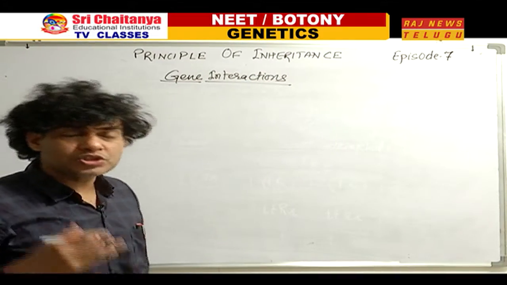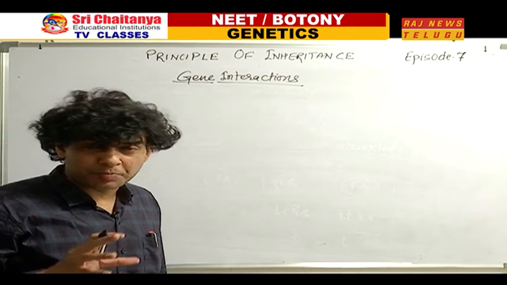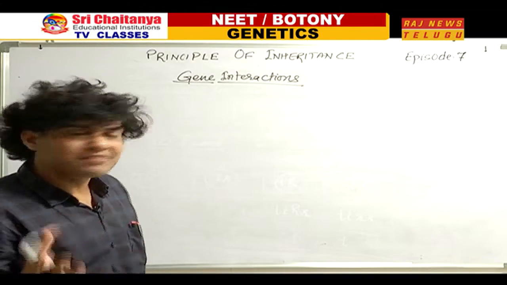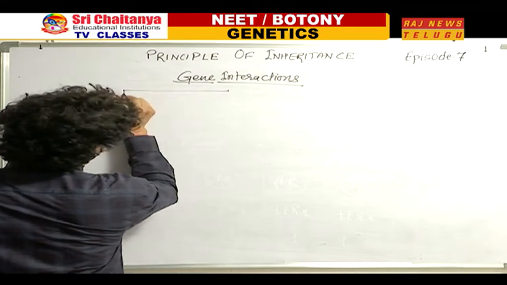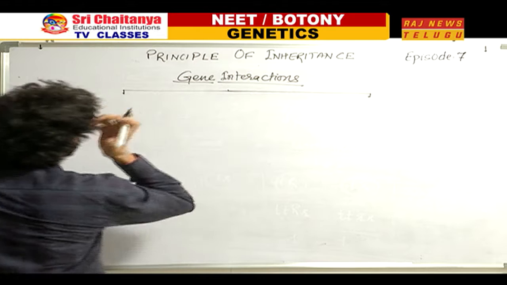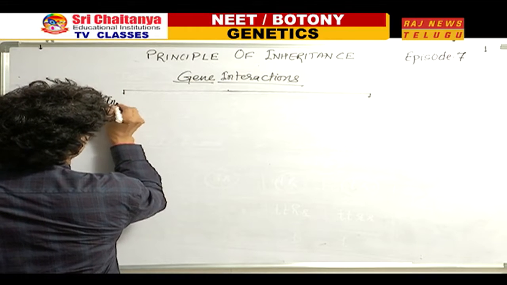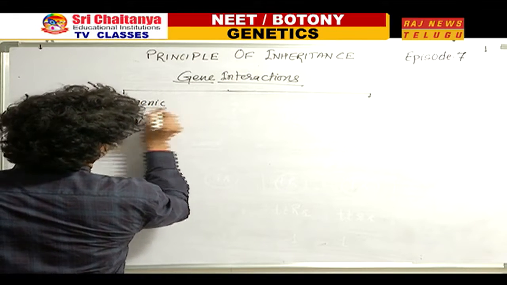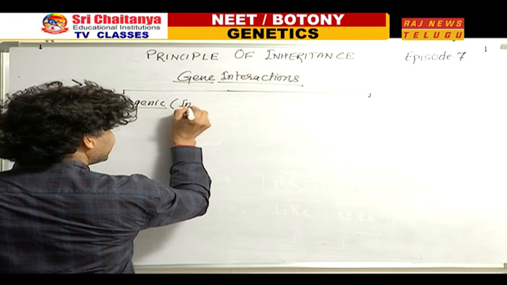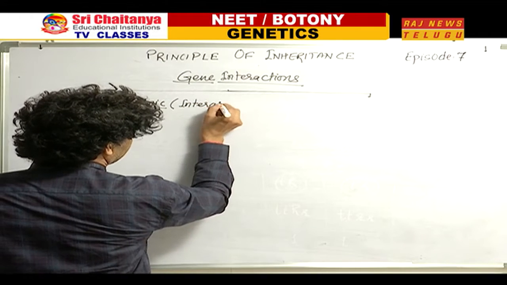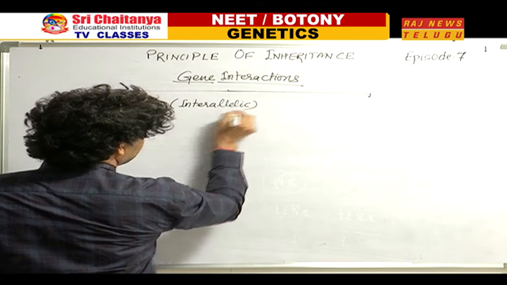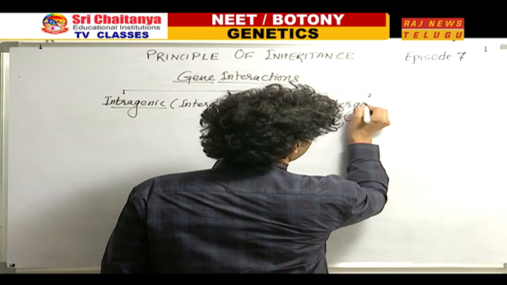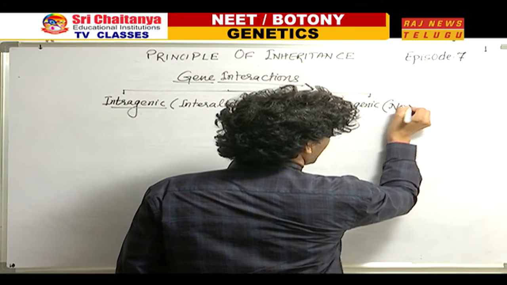Gene interactions are those genetical events where the Mendelian laws or Mendelian principles of inheritance are not actually followed. There are some deviations. So gene interactions are further of two types, or we can classify them into two categories. One is the intragenic interaction, or you can also call it interallelic interaction. Second is known as the intergenic, or you can also call it a non-allelic interaction.